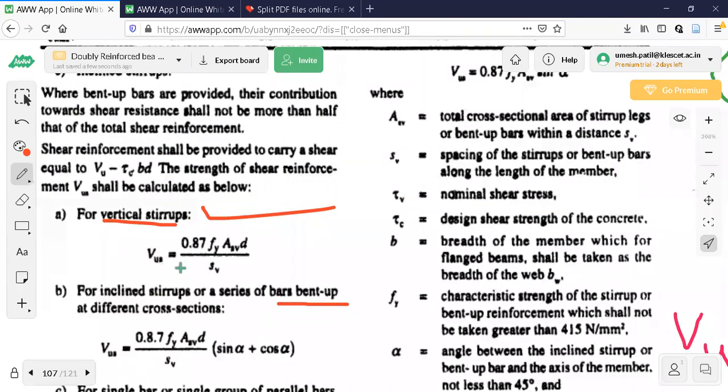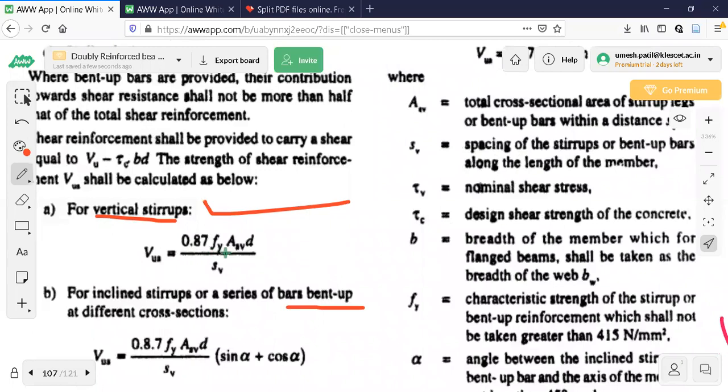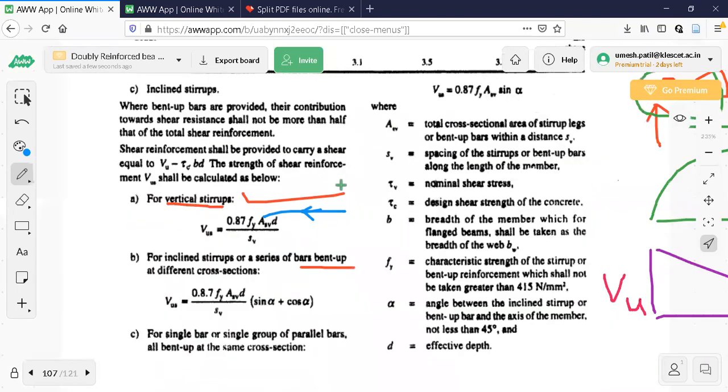Simple formula is there, 0.87 FY ASV. What is important here is ASV, what it is you should understand. What is this ASV? ASV is nothing but the cross-sectional area of stirrups. When you cut a stirrup using a horizontal plane, you are going to find two bars over there because it is a two-legged stirrup. That I'll show you here. Just observe.